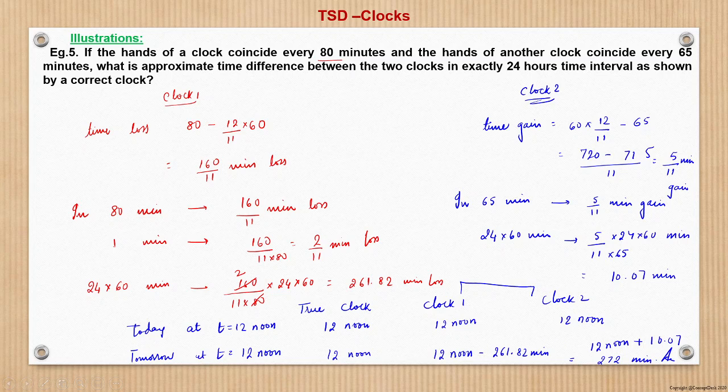This we need not have done, just for the sake of a bit of clarity I have taken this. Otherwise directly we could have said this is 261.82 plus 10.07. Why is this so? Because this will be t plus something, this will be t minus something. The difference will be, both will be added, t will get cancelled out, right? So therefore we get an answer of 272 minutes.